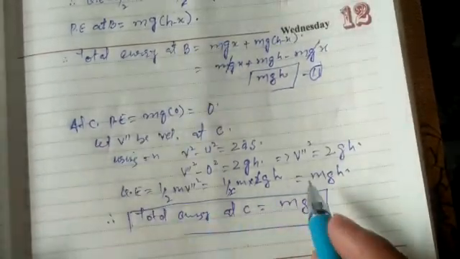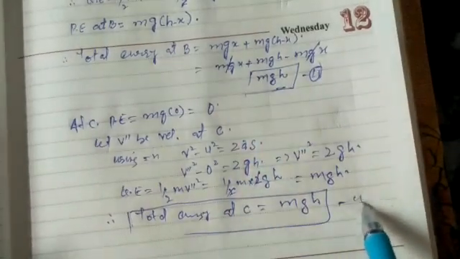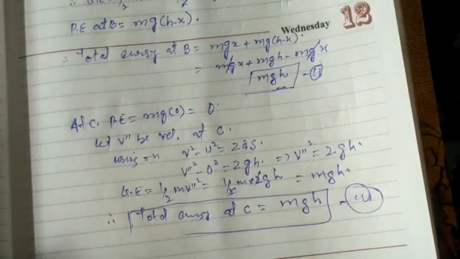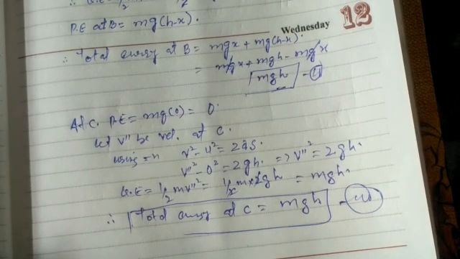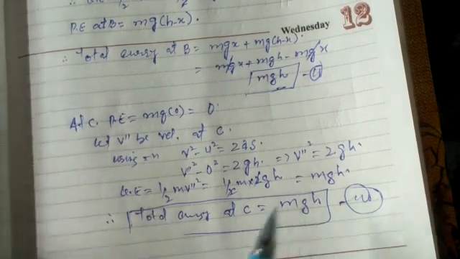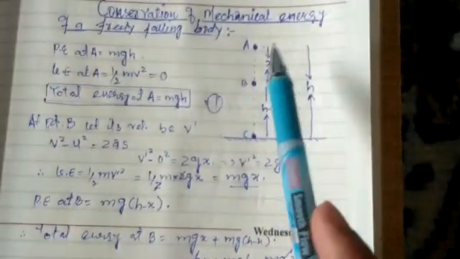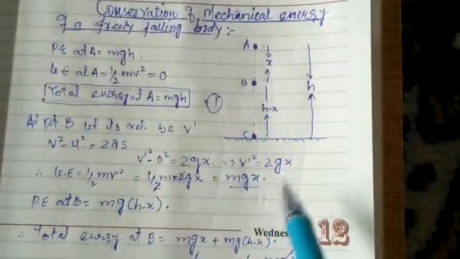From this equation as well as this, from first, second and third, we can conclude that the energy is conserved, that the total energy during the free fall of a body under the action of gravity remains constant. That is how we show that whatever is the energy at point A, the same will be at B and the same will be at point C.